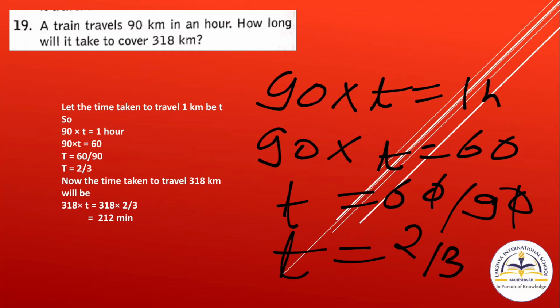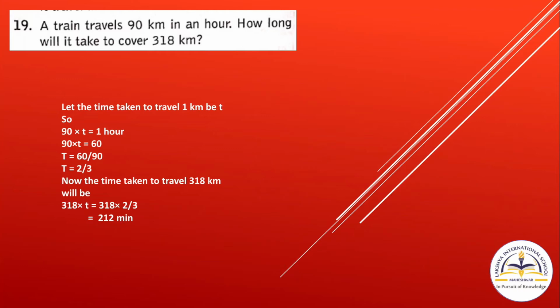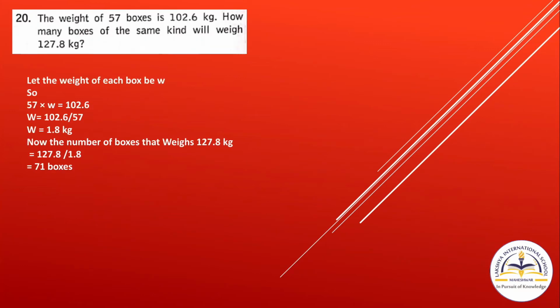Now the time taken to travel 318 km will be 318 into time. Now in place of t we have to put 2 by 3. Now you have to solve this, then you will get your answer, that is 212 minutes.